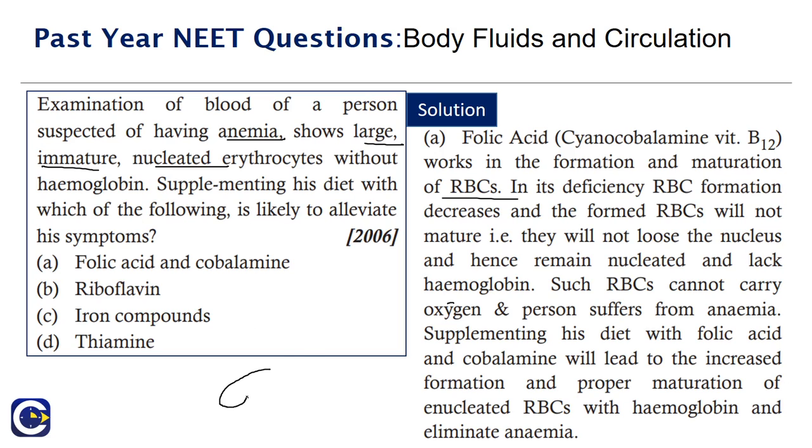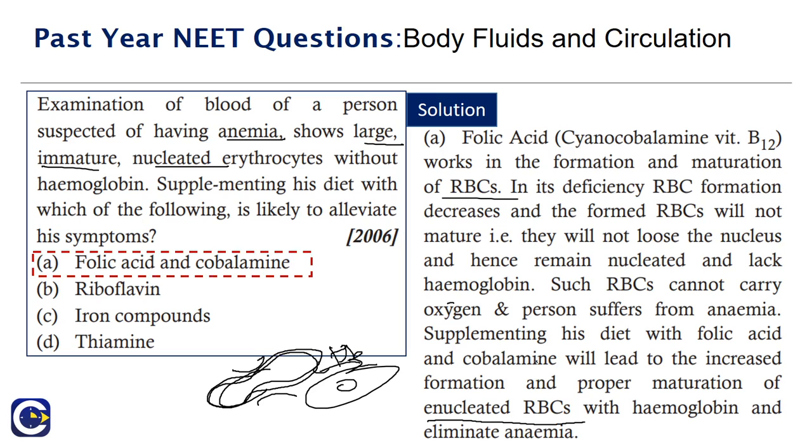So we know that this is the normal structure of the RBC. Since there is no nucleus, there is space for this. But when there is a nucleus inside it, this becomes round. So the external structure cannot have the hemoglobin. So it cannot carry oxygen also. Such RBCs cannot carry oxygen and the person suffers from anemia. Supplementing his diet with folic acid and cobalamin will lead to increased formation and proper maturation of enucleated RBCs with hemoglobin and eliminate anemia. So folic acid and cobalamin.